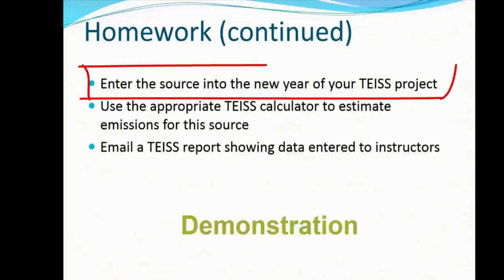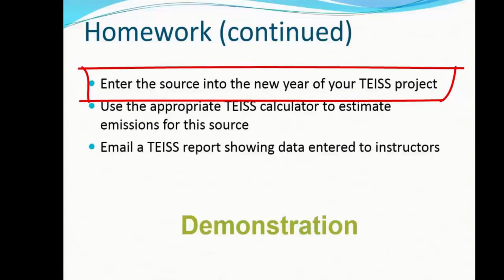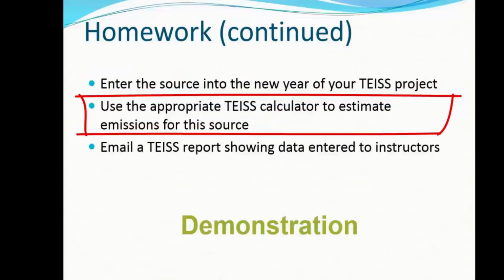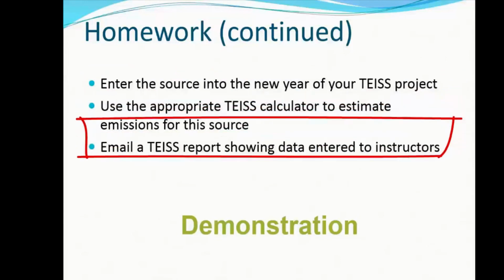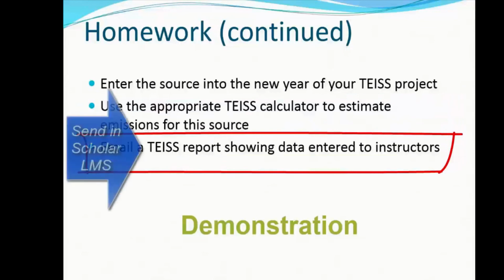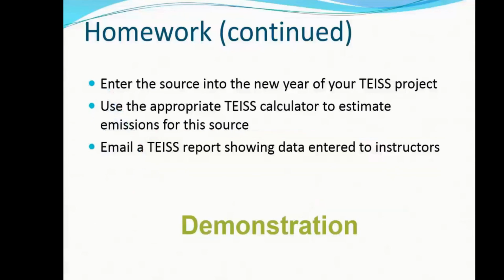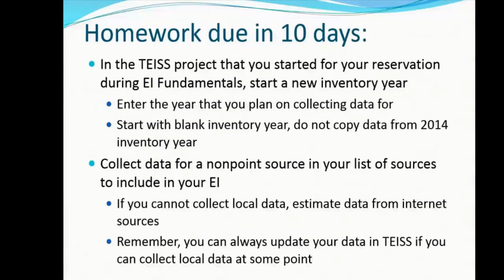Then you're going to enter that source into the new inventory year in your TEISS project, and use the TEISS calculator to estimate emissions for that source. Then what we want you to do is email, but we prefer that you post it to the training site, a TEISS report that shows the data entered. So we're going to go through a demonstration of doing all that.